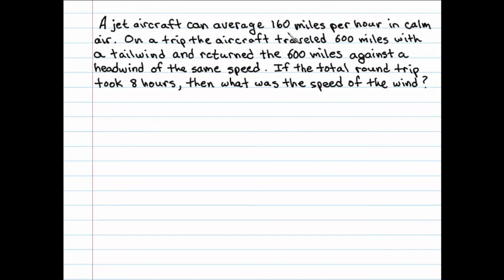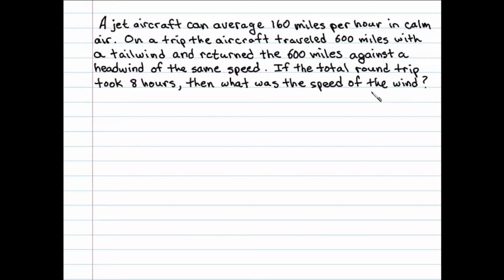A jet aircraft can travel 160 miles per hour in calm air. On a trip, the aircraft traveled 600 miles with a tailwind and returned the 600 miles against a headwind of the same speed. If the total round trip took 8 hours, then what was the speed of the wind?